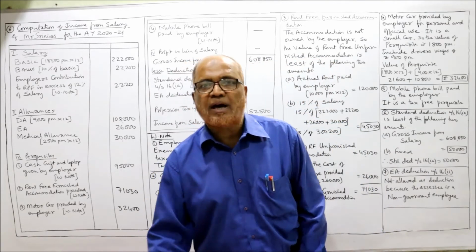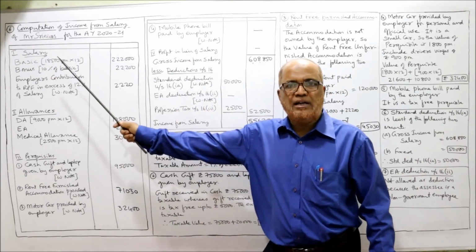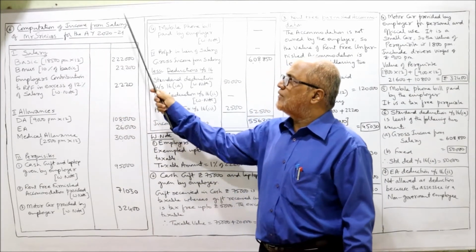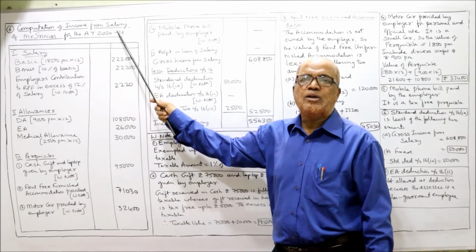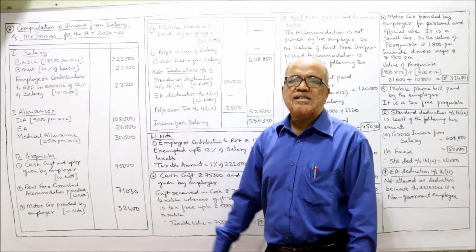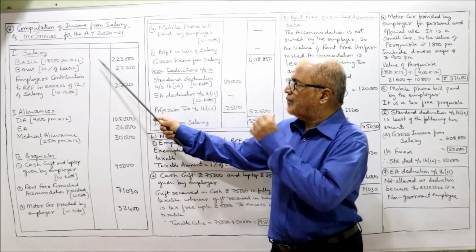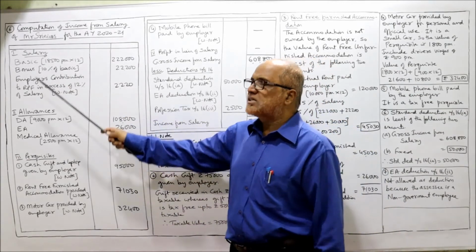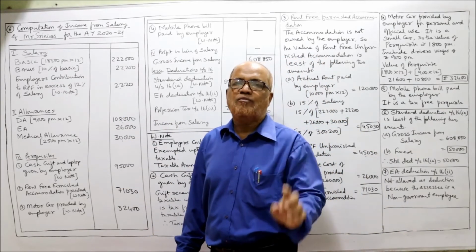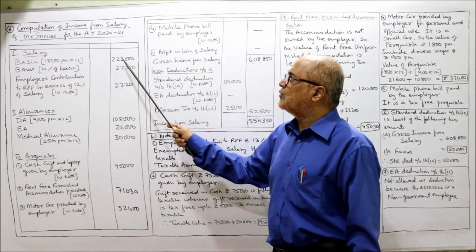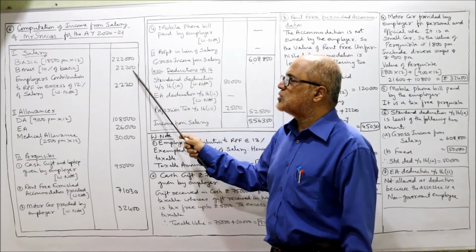Now I have explained item by item briefly. Now I will explain in detail. Computation of income from salary of Mr. Srinivas for the assessment year 2021. Salary. Basic salary is given in the first line, 18,500 per month into 12, 2,22,000. Bonus is given in the problem, 10% of basic. So 10% of 2,22,000 is 22,200.